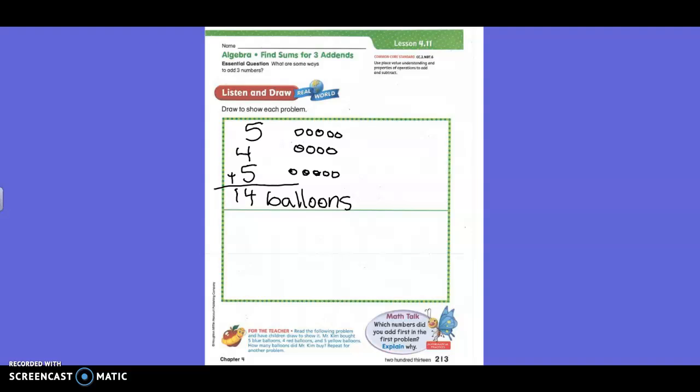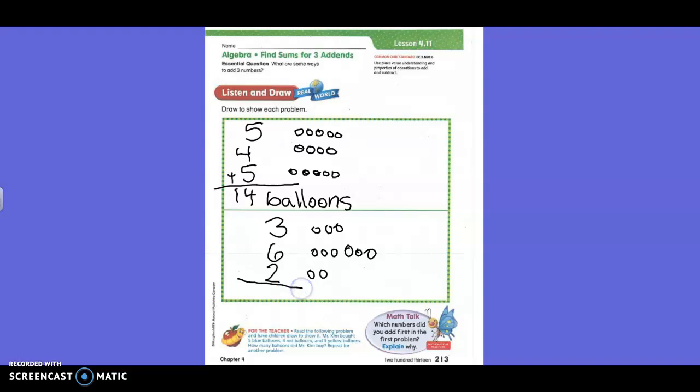Mary Beth has 3 green shirts. So you guys can start this. 3 green shirts, 6 blue shirts, and 2 yellow shirts. How many shirts does Mary Beth have? So she has 3 green shirts, 6 blue shirts, and 2 yellow shirts. If you need to draw these to count, that's fine.